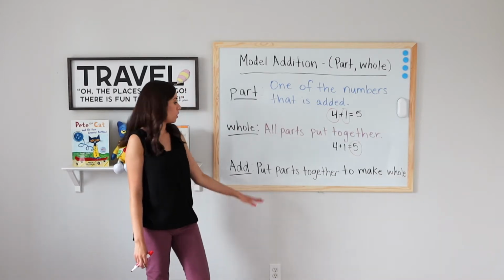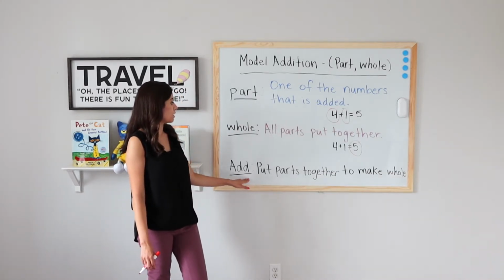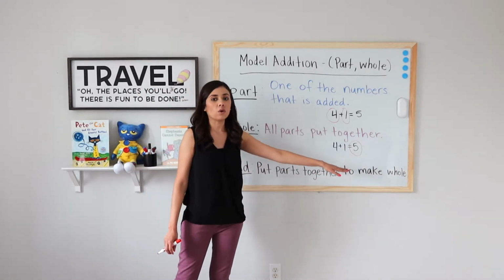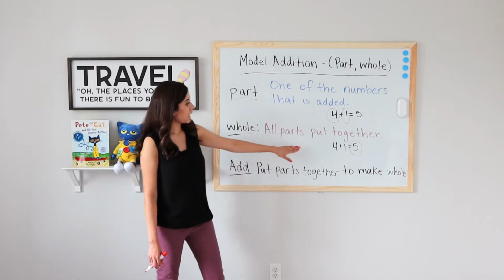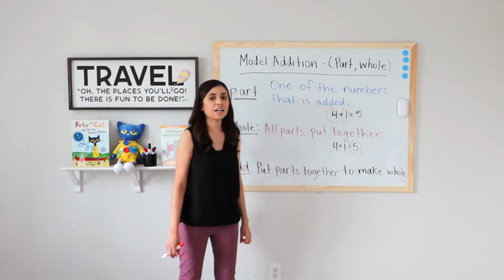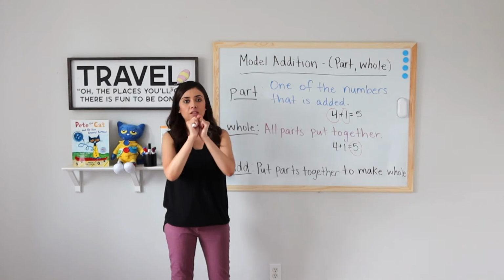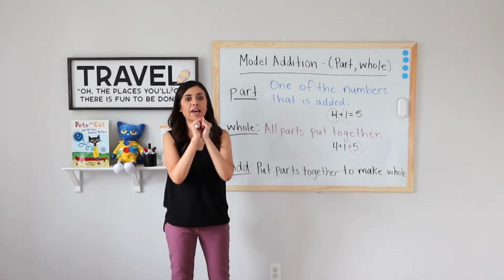Okay, so our last word is add. This is when you put parts together to make a whole. So this action we're doing here is adding. Taking 4 and 1, putting them together to make 5, that is adding.